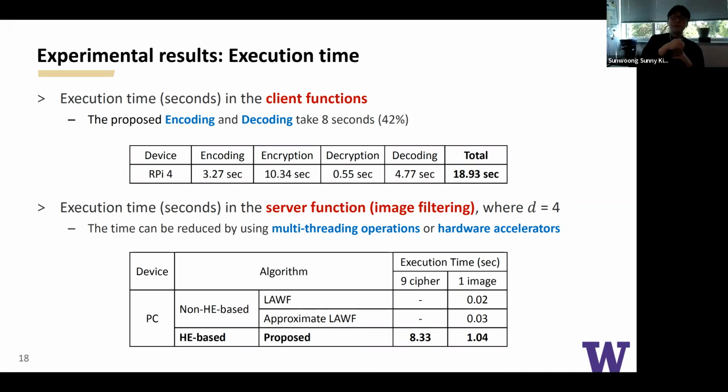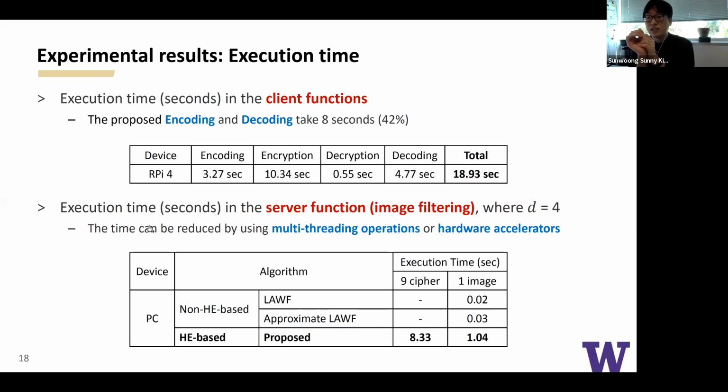The execution times in client functions can be reduced by moving them to a resource-rich hardware platform. For example, when we perform these client functions on the PC used for the server side, they took only 2 seconds. So from 19 seconds to 2 seconds.